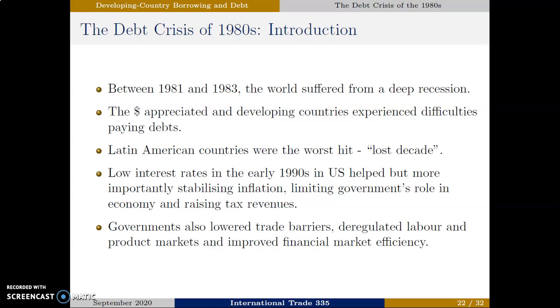The crisis ended with low interest rates in the US, but more importantly with Latin American countries' stabilization of inflation, limiting the government's role in the economy and raising tax revenue. After the crisis, governments also lowered trade barriers, deregulated labor markets and product markets, and improved financial market efficiency. All the common features of developing countries that we have discussed before.